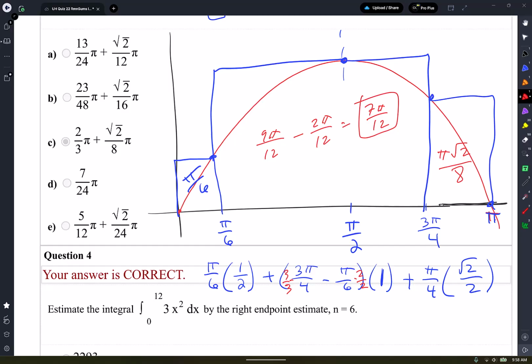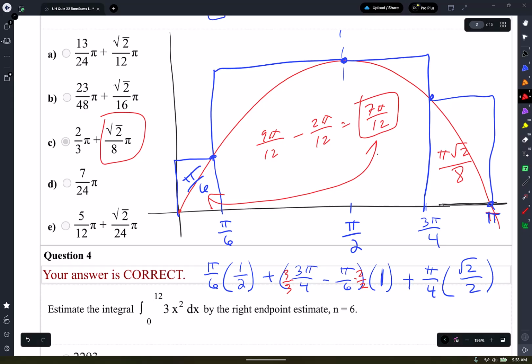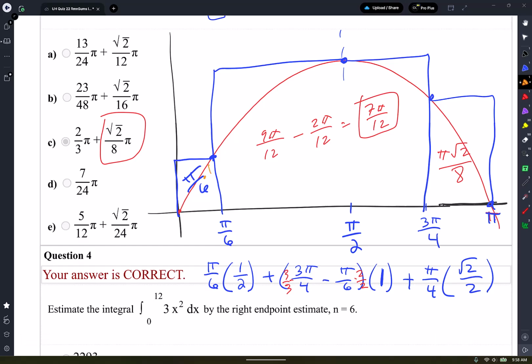We're still okay? All right, I already see the pi square root of 2 over 8. That's this one. And now I'm going to add these two together and see if it's 2/3 pi. Isn't that first one pi over 12? Oh, yeah, it is. How come you guys didn't stop me? I just did pi over 6 times 1/2. So this is pi over 12.